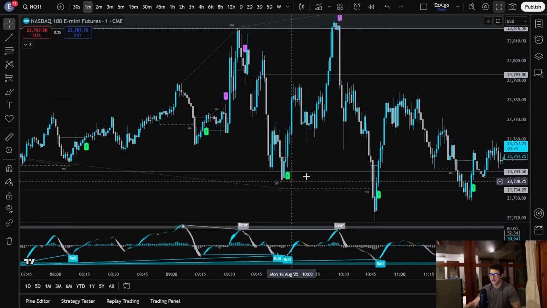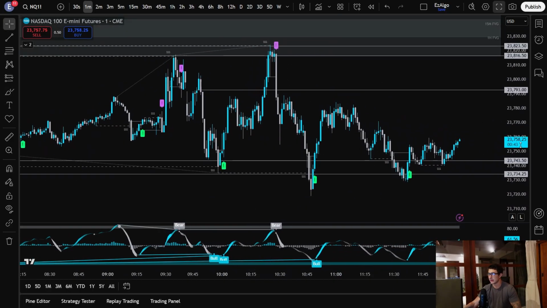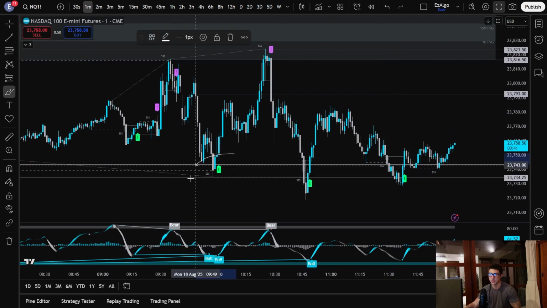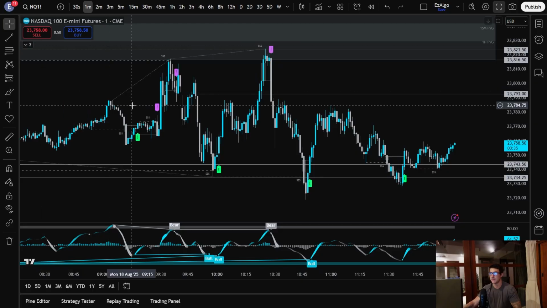I also marked out these levels in advance before market opened this morning, and price kind of just played ping pong between these levels, making it really easy to trade this morning. Also a rejection off of that higher time frame fair value gap. So I like to filter out the trades myself.